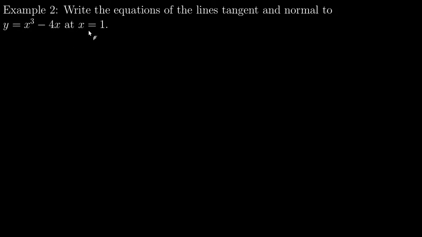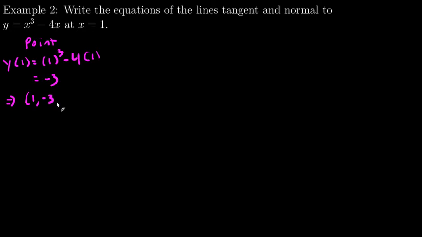I need two things to find these equations. I need the point, and the point is as easy as just evaluating y of 1, which is going to be 1 cubed minus 4 times 1, which is negative 3. So this means that we go through the point 1, negative 3. And I need the slope.